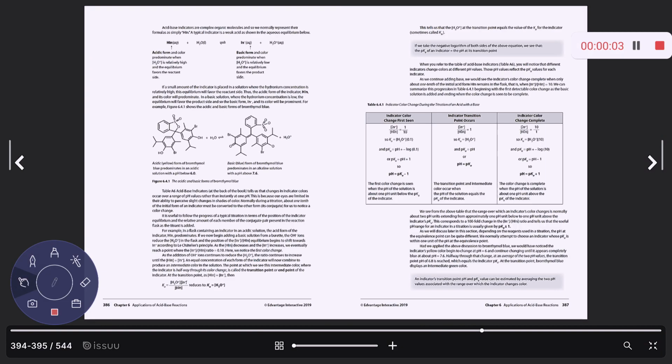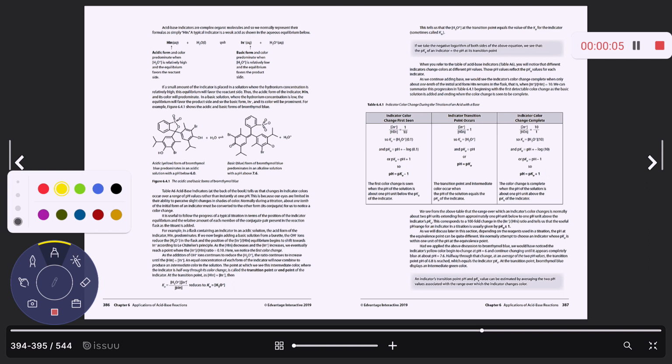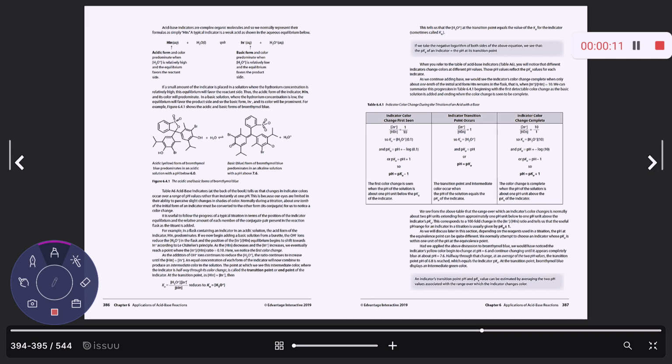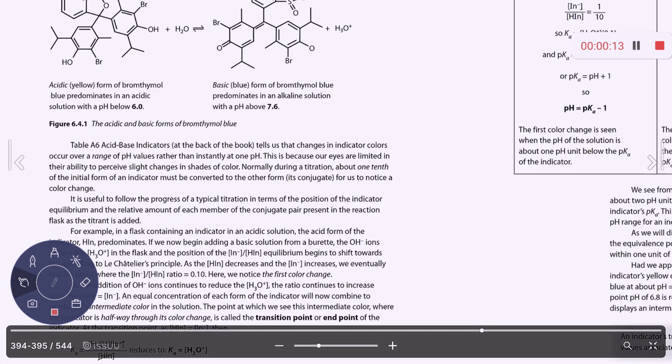Okay, guys, we're on 6.4. Turn the page. Let me make this a little bit bigger because it's kind of small.